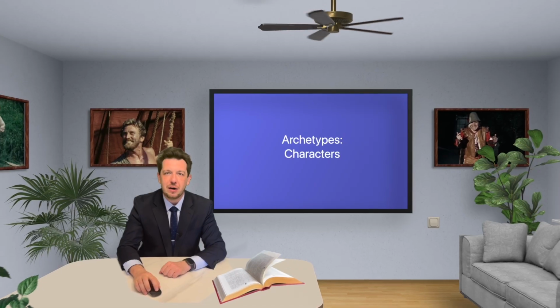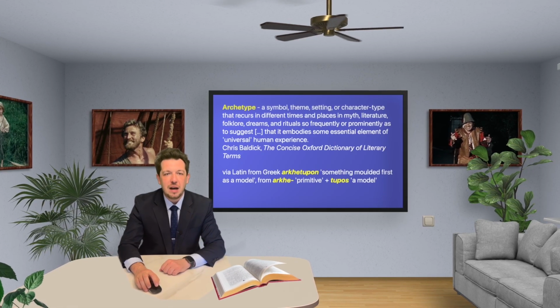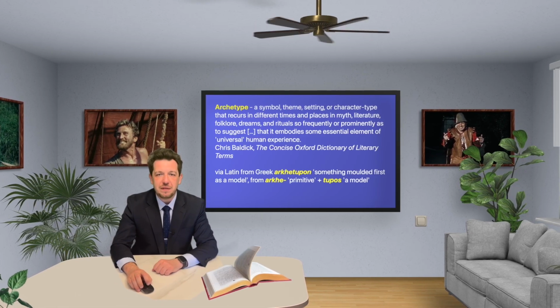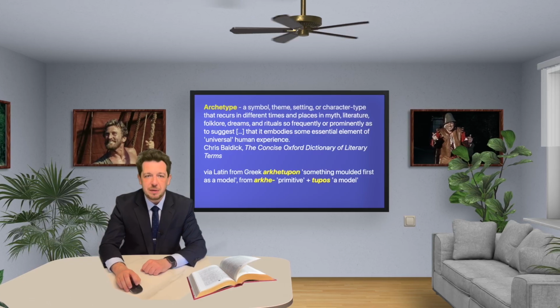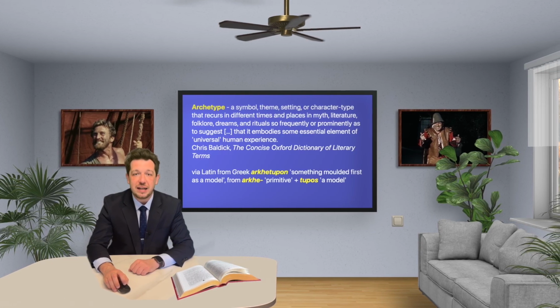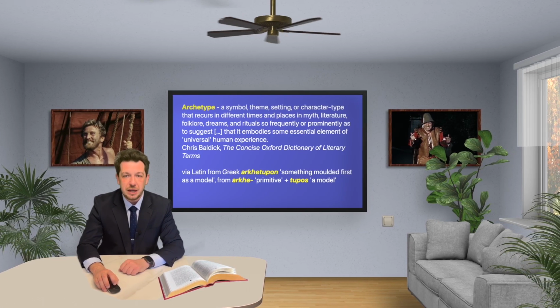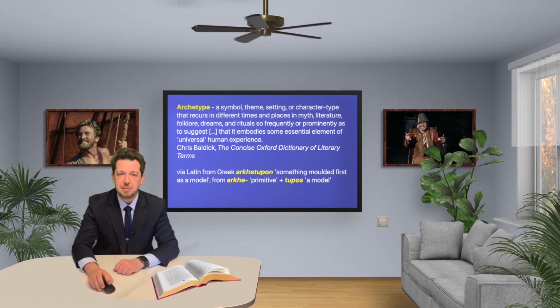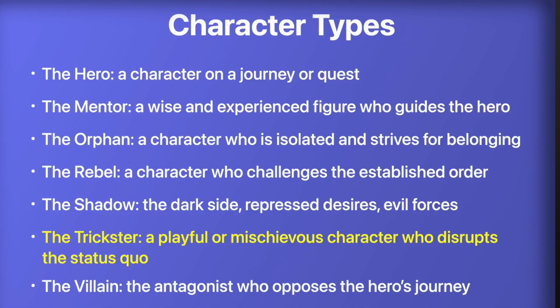In this video, we'll continue our exploration of archetypes. To review, archetypes are recurring symbols, themes, settings, and character types that appear across cultures and time periods. They reflect universal patterns of human experience. In this video, we will focus on character archetypes, specifically one enduring and fascinating type, the trickster.